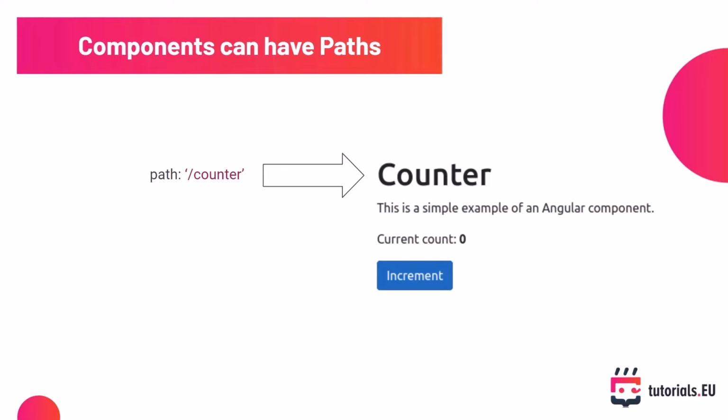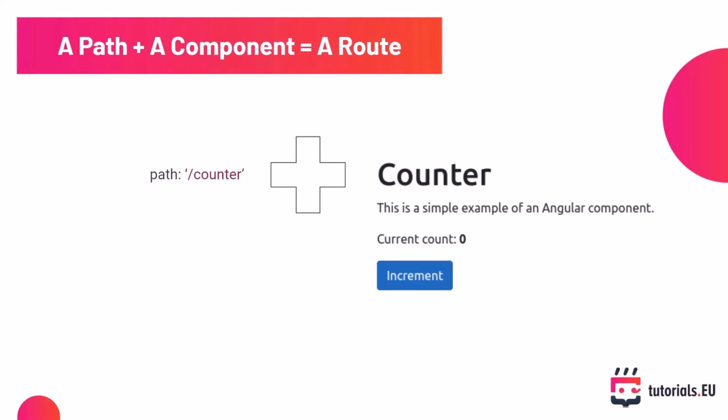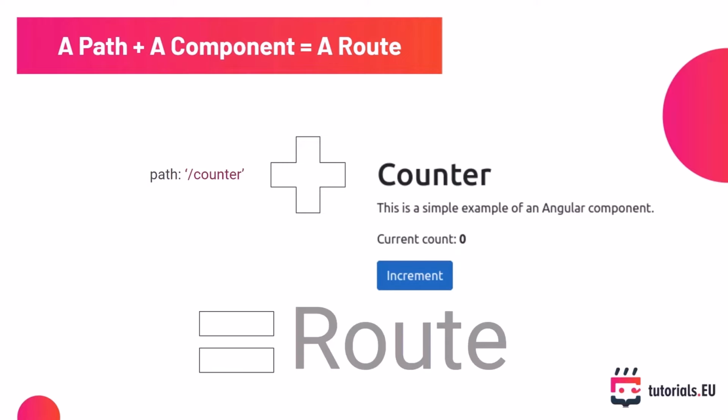We can set paths or addresses to Angular components. Paths are different from selectors. Developers can create links to the components which have a path assigned to them. The Angular framework loads the component into the router outlet when a user clicks a link. A pair of path and component is called a route.